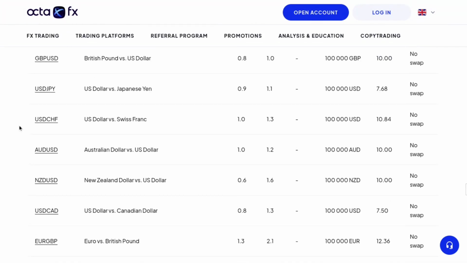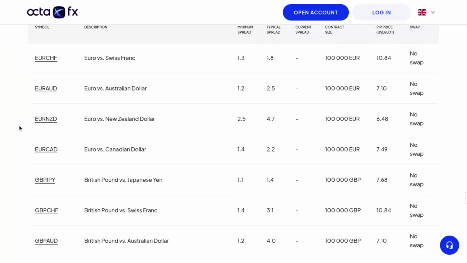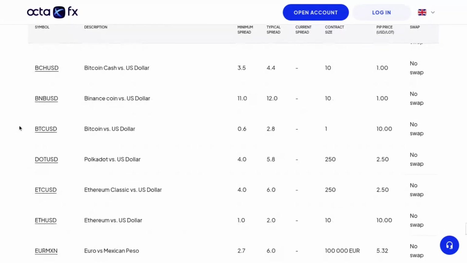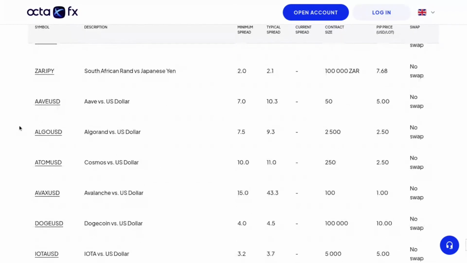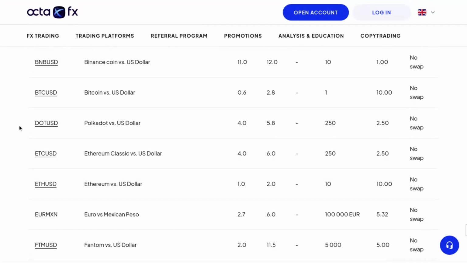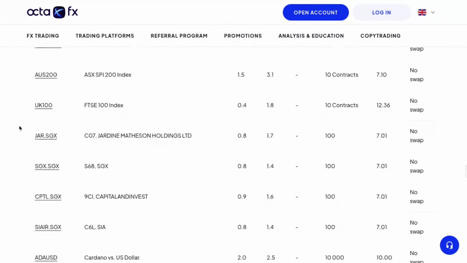Here we go. Let's see, where are the exotics? These guys don't offer too many exotics. They're mostly on the majors and minors. Okay, yeah, so as you can see, not many exotics offered by Octa. So they mainly are in the major and minor pairs in terms of currencies.